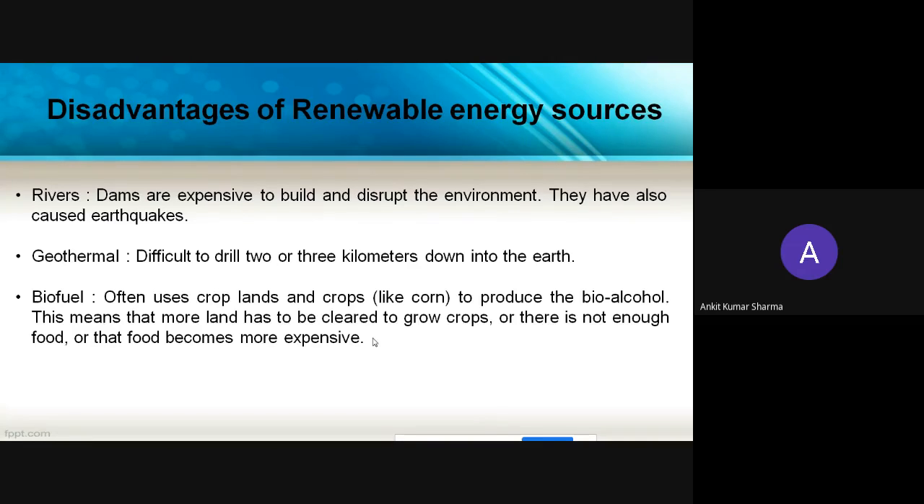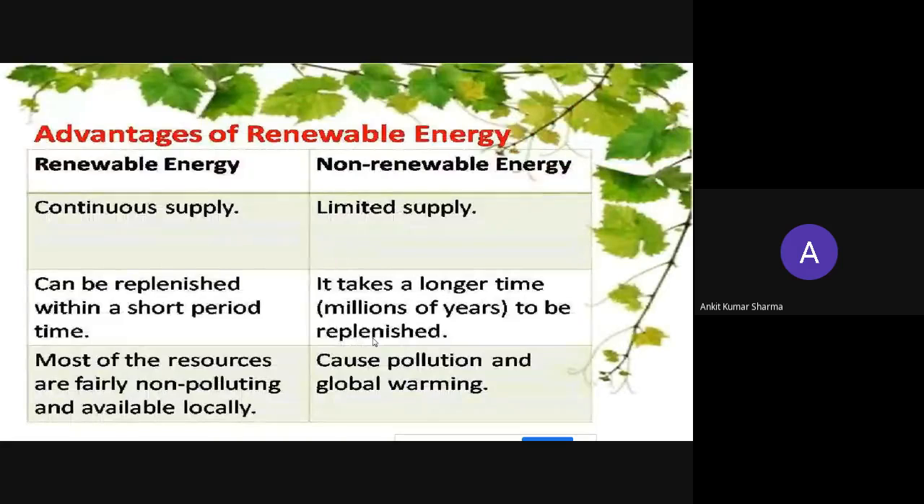And for geothermal energy, it is difficult to drill two to three kilometers down into the earth. The biofuel often uses cropland and crops like corn to produce bioalcohol. This means that more land has to be cleared to grow crops, and there is not enough food, or food becomes more expensive. So there are tabular descriptions and differentiations between renewable and non-renewable energies.